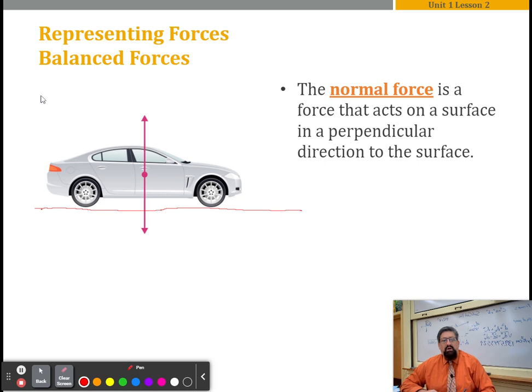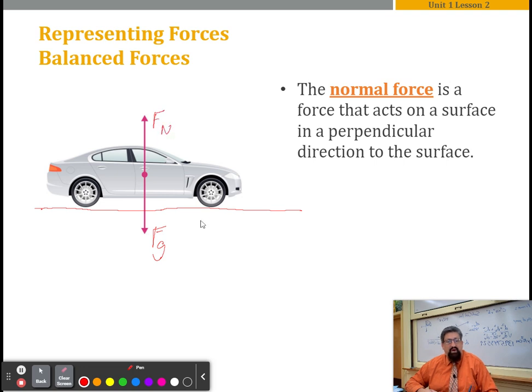Okay, so this car is sitting on the ground. We have gravitational force, right? The gravitational force is the weight of the car. So we have a force of gravity pulling down on the car. The earth is pulling down on the car. But then the car is not accelerating down, right? It's not falling. So that means that something must be pushing it up to balance that force. The ground is pushing up on the car. That is the normal force.